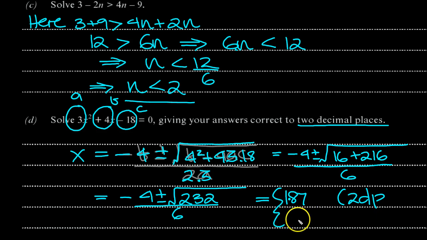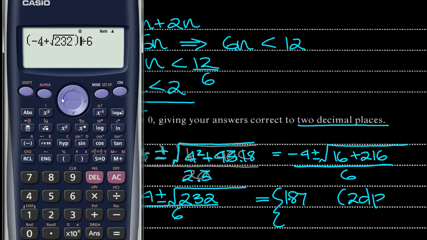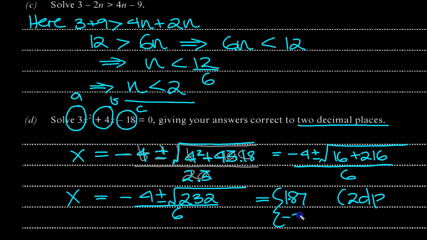Or the other answer. Let's do the minus then. Tap that in, go back, and change that plus to a minus. Equals decimal. Minus 3.21, isn't it, to 2 dp? Minus 3.21. And that's to 2 decimal places.